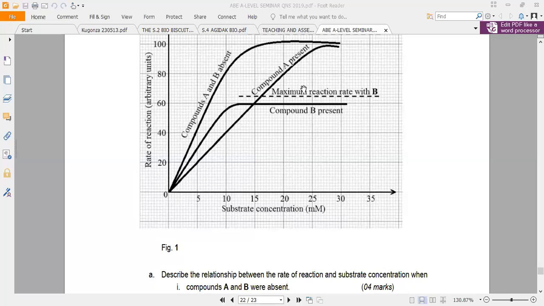So in your relationships, please endeavor to make sure that you use that word "as", because it brings out the relationship very well. Now, don't assume that whenever they ask you to describe, it is just about describing. They can say, describe the effect of, describe the relationship, or describe the graph. Those three questions are completely different. Describe the graph. That's when you start: from 0 to 10, rate of reaction increased rapidly, full stop. From 10 to 15, rate of reaction increases gradually, full stop. There you are describing the graph. You're describing how the graph looks.